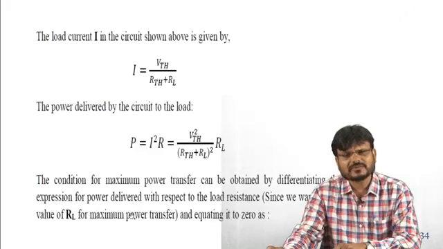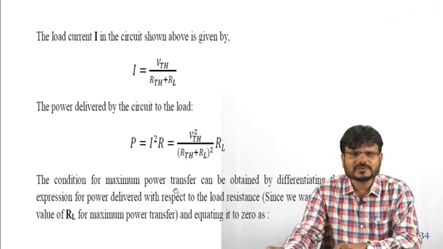Now you have to find the condition at which maximum power is transferred. The condition for the maximum power transfer can be obtained by differentiating the above expression for power delivered with respect to the load resistance, since we want to find the value of load resistance for the maximum power, and equating it to 0.